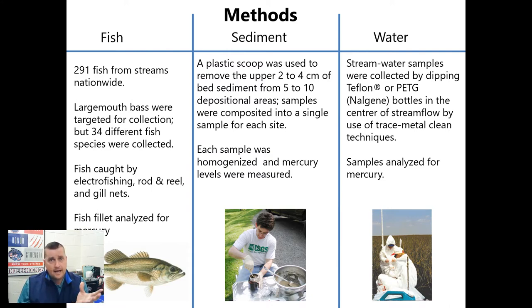So we have mercury that is released into the atmosphere through smokestacks, and then it's particulate matter, and that particulate matter settles down into the soil and into the water. So they were looking at it in terms of magnification and accumulation in the fish, but they were also looking at the first couple of steps there with sediment and water.